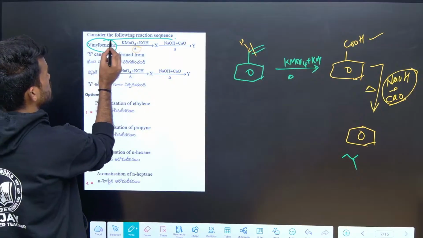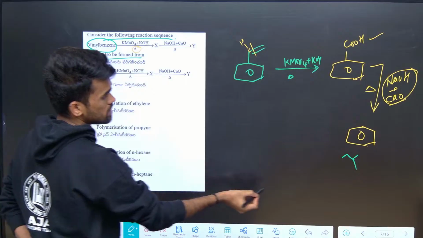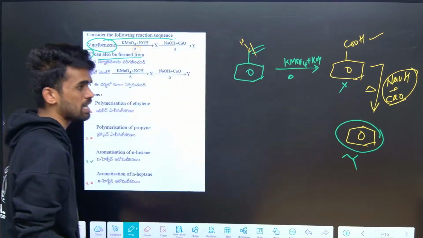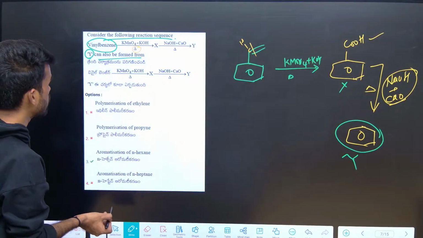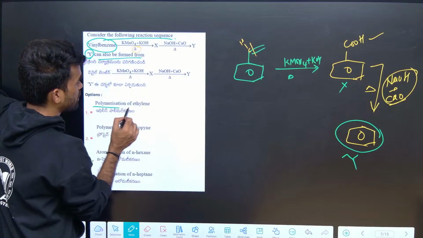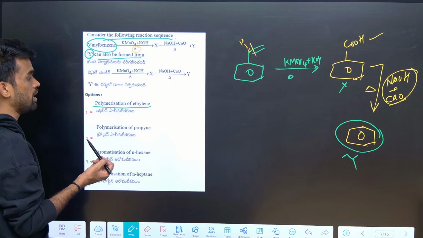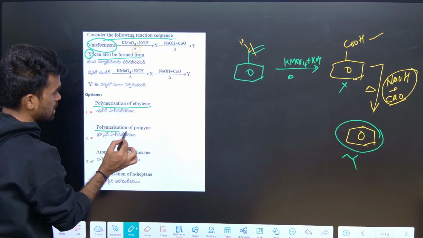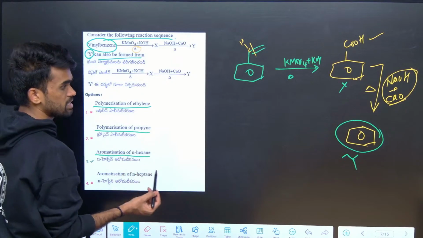Consider the following reaction sequence. Yes, so Y can also be formed from, so this is our Y, we are saying benzene, this is our X, this is our Y. So benzene can also be formed from which of these 4 processes, they are asking like this. Look here, polymerization of ethylene, what will it produce? Polyethylene it will produce. So that is not the one, we require benzene. Polymerization of propane is also not correct. See, aromatization of N-hexane, yes, this is correct.